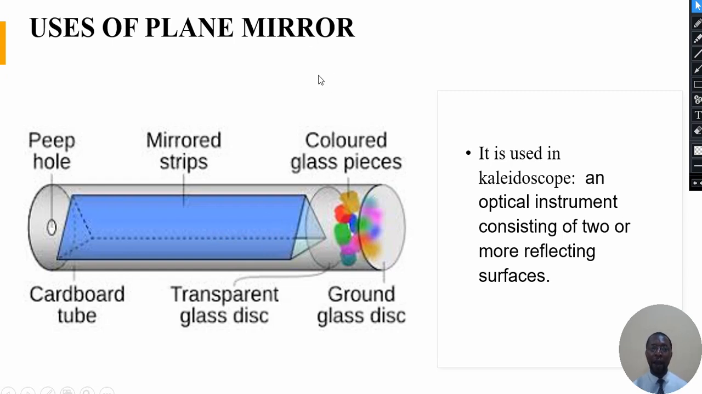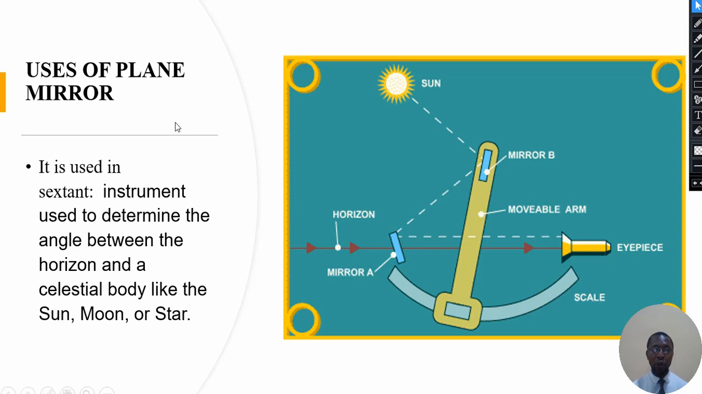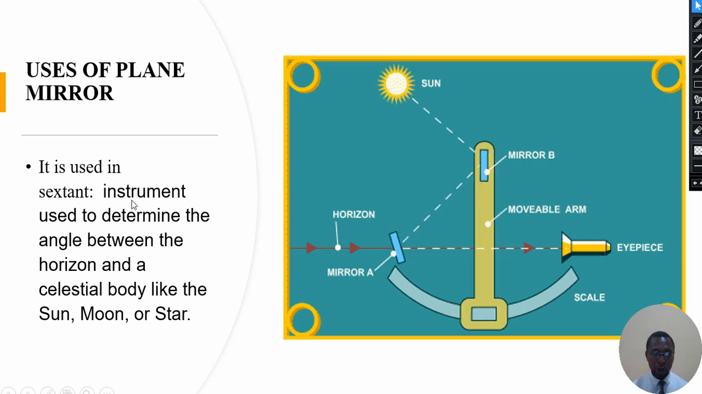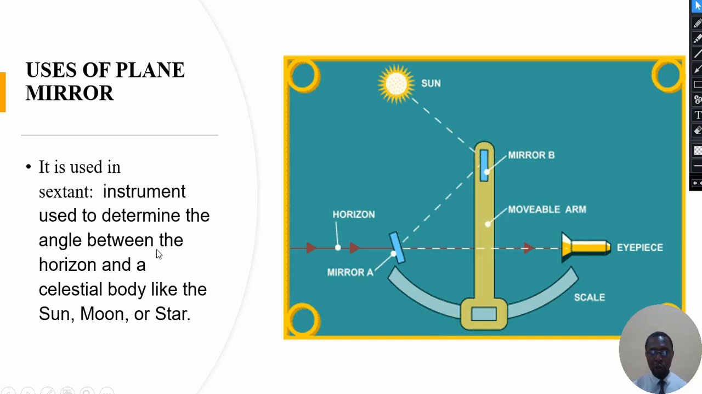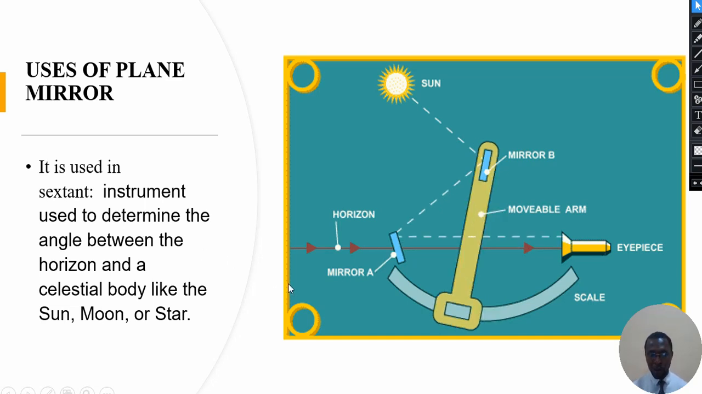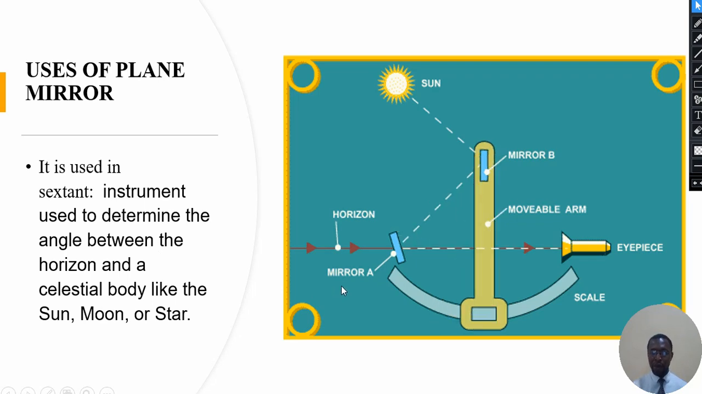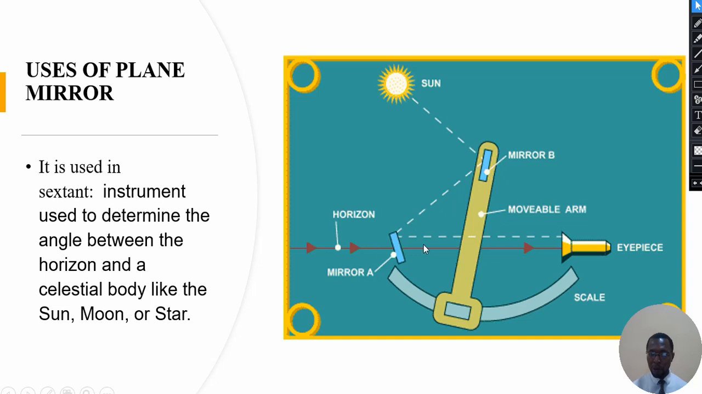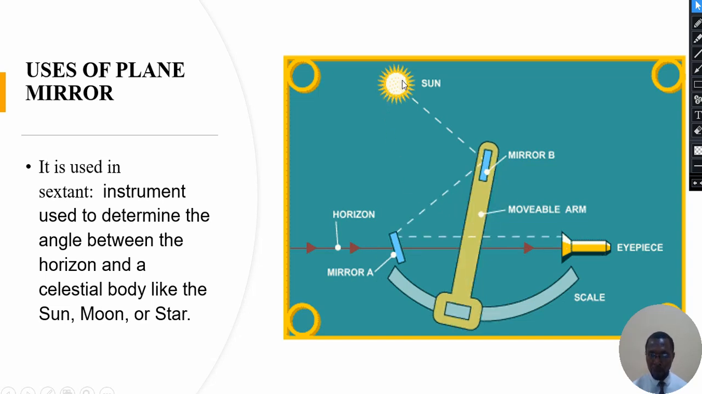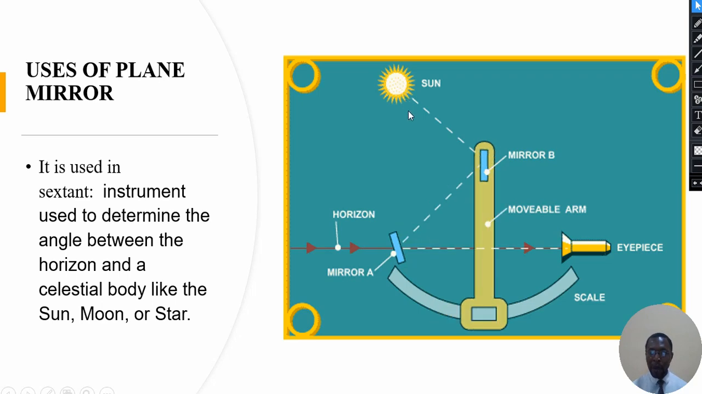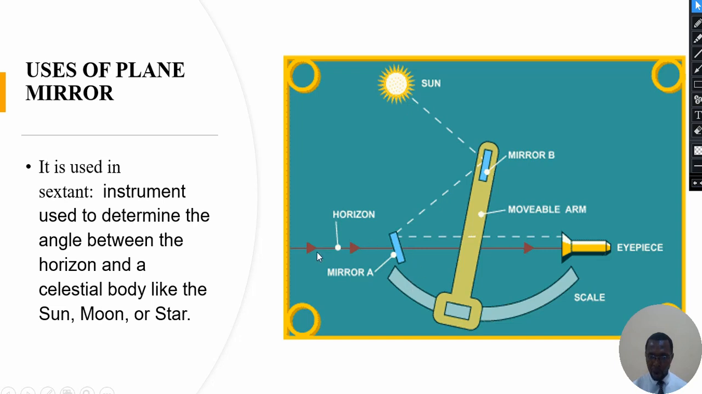That is another area of application or use of the mirror. Okay. Now the last one is also used. A plane mirror is also used in a sextant. A sextant is an instrument that you use to determine the angle between the horizon and the celestial body. Okay, this is the horizon. Okay, and then this is one of the celestial bodies, the sun. Now you want to determine the angle between the sun and the horizon.